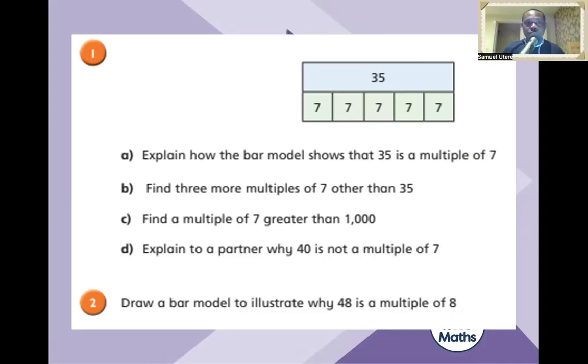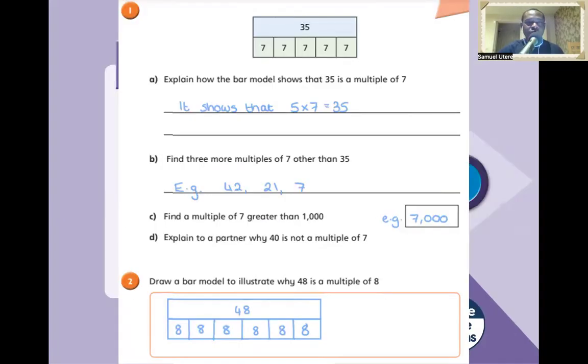All right, assuming you've paused the video and you've answered questions 1 and 2, here are the answers. So here you were asked, explain how the bar model shows that 35 is a multiple of 7. Of course, we can see it shows that 5 times 7 is 35. Remember what we said? A multiple is simply the product of any 2 numbers. Okay. Here, find 3 more multiples of 7. Okay, there are more. You can see them there. And then find a multiple of 7 greater than 1,000. You can just list any multiple.